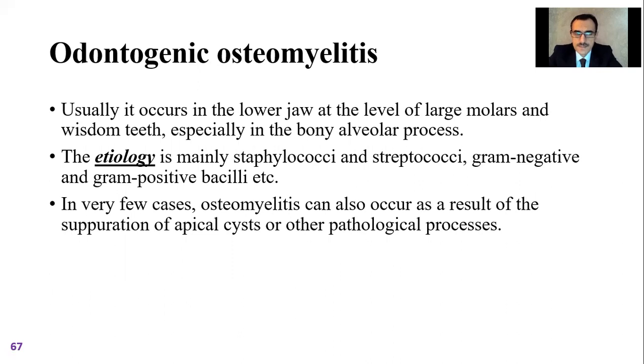Odontogenic osteomyelitis usually occurs in the lower jaw at the level of the large molars and wisdom teeth, especially in the bony alveolar process. The etiology is mainly staphylococci and streptococci, gram-negative and gram-positive bacilli, and so on. In very few cases, osteomyelitis can also occur as a result of suppuration of an apical cyst or other pathological processes.